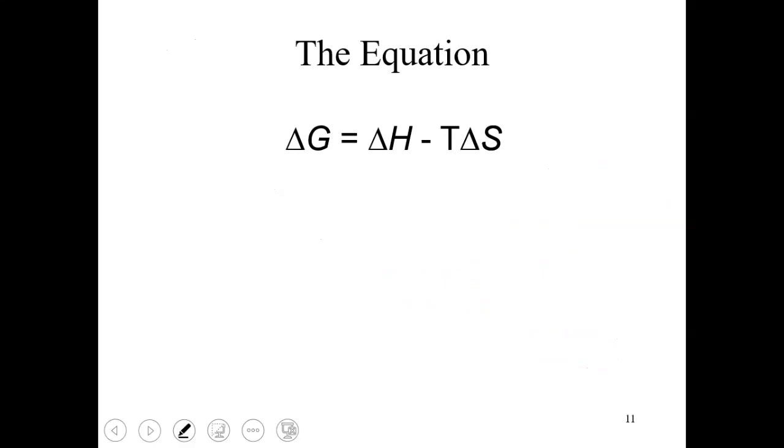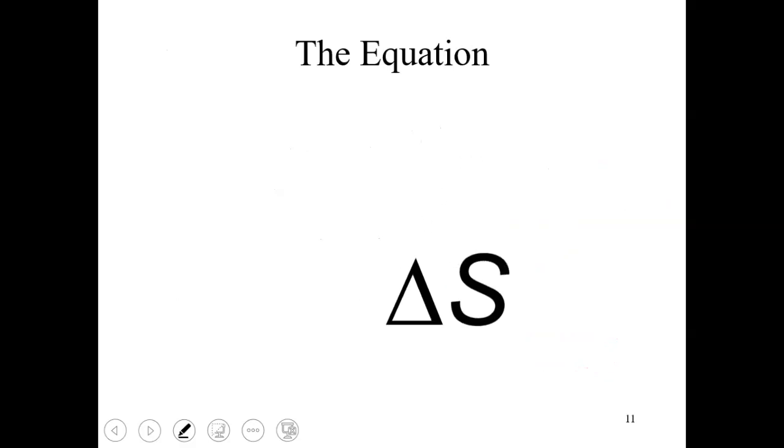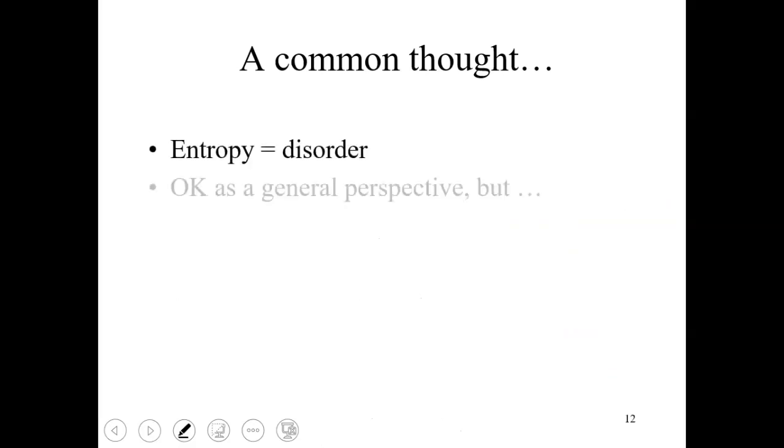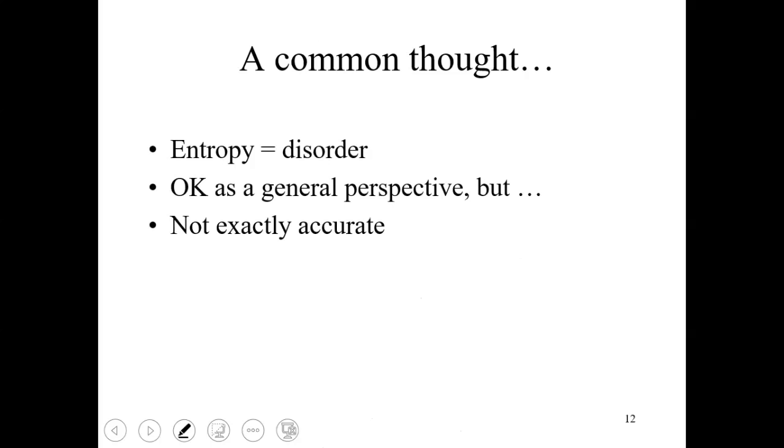Here we go to the equation again. So what we're going to do then is consider the topic of entropy, and that's going to be the subject of our study tonight. A common thought about entropy is that entropy means disorder. Now, this is okay as a general perspective, but it is not exactly accurate. In general terms, it's okay to think of entropy as disorder, chaos, but it's not exactly accurate. Let me tell you where this idea comes from.